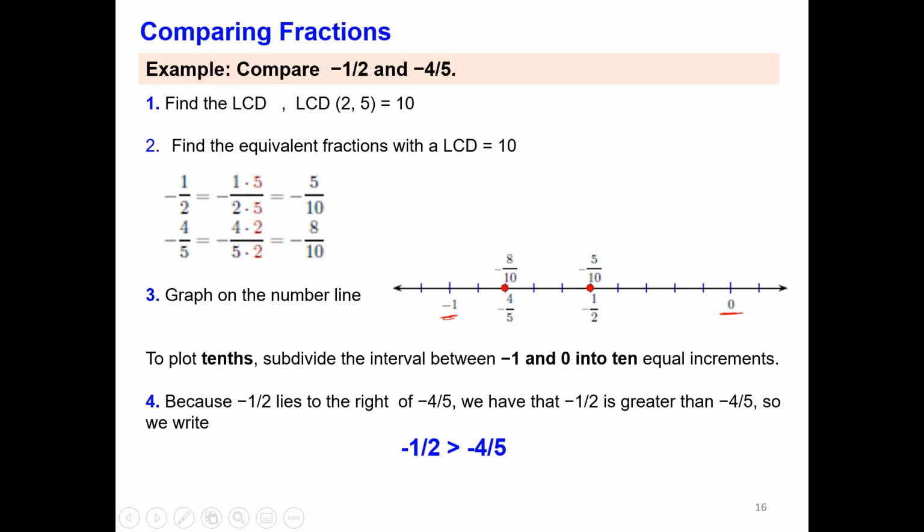Now, the number that lies to the right is always the greater number. In this case, we will say negative 5 over 10 is greater than negative 8 over 10. Or, the same as we say, negative 1 over 2 is greater than negative 4 over 5. And this is negative 1 over 2 is greater than negative 4 over 5.